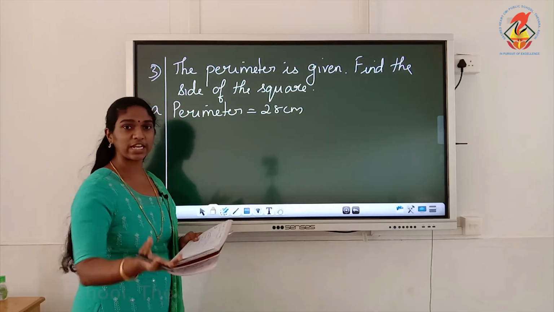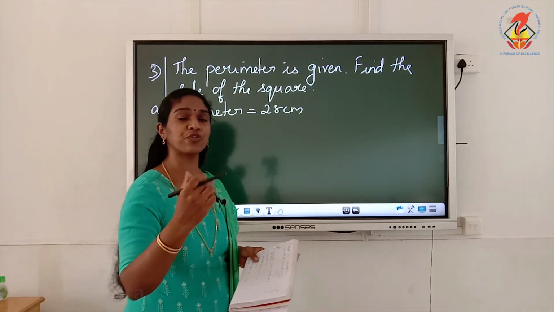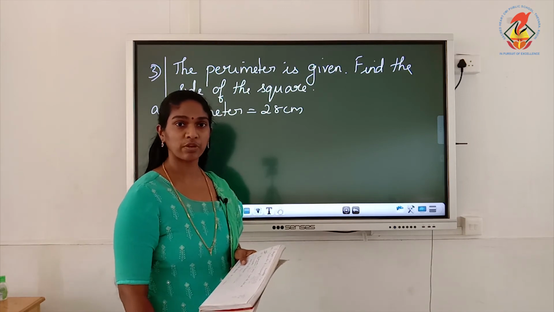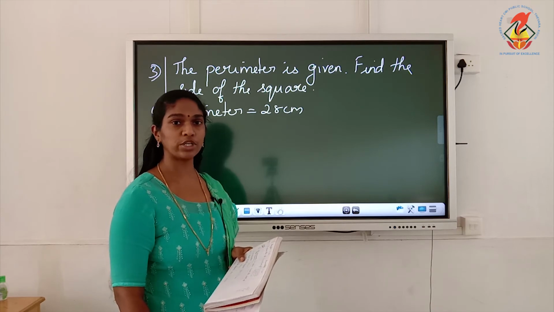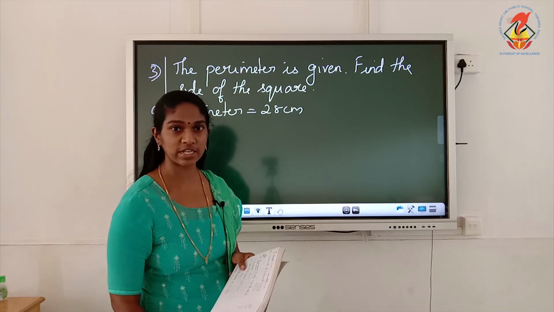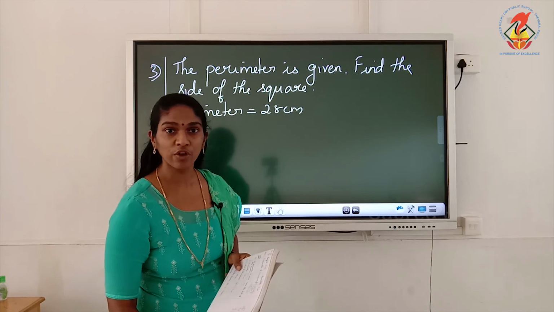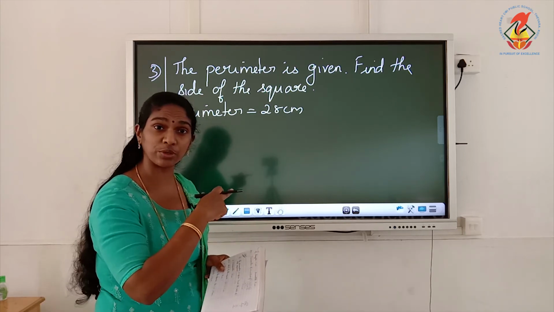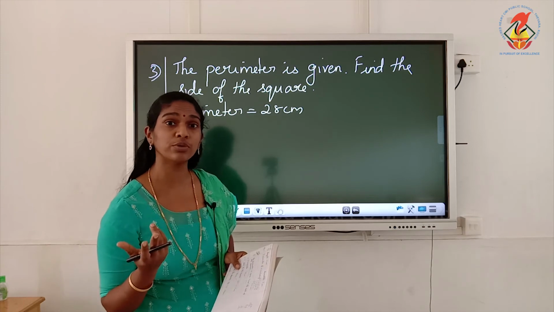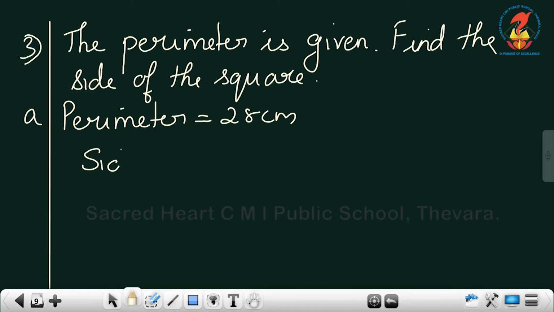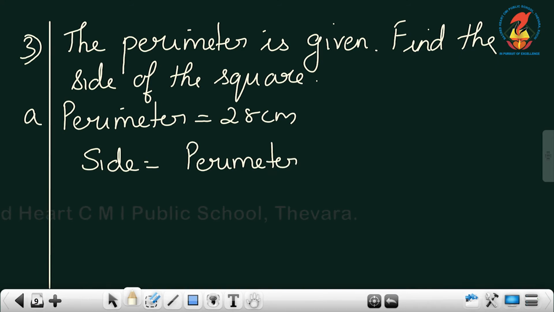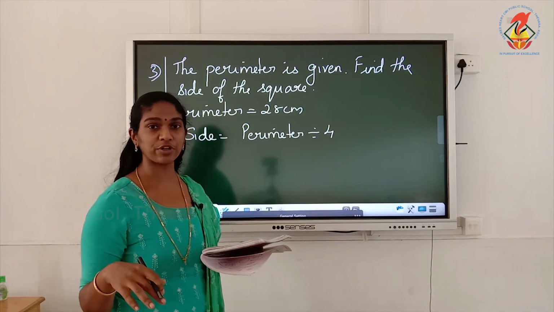Children, when the side of the square was given and you were asked to find perimeter, what did you do? You multiplied by 4, isn't it? You took the side and you multiplied by 4. Here the perimeter is given to you and they are asking you to find the side. What will you do? Just opposite, you will divide by 4. So you will write side equal to perimeter divided by 4.